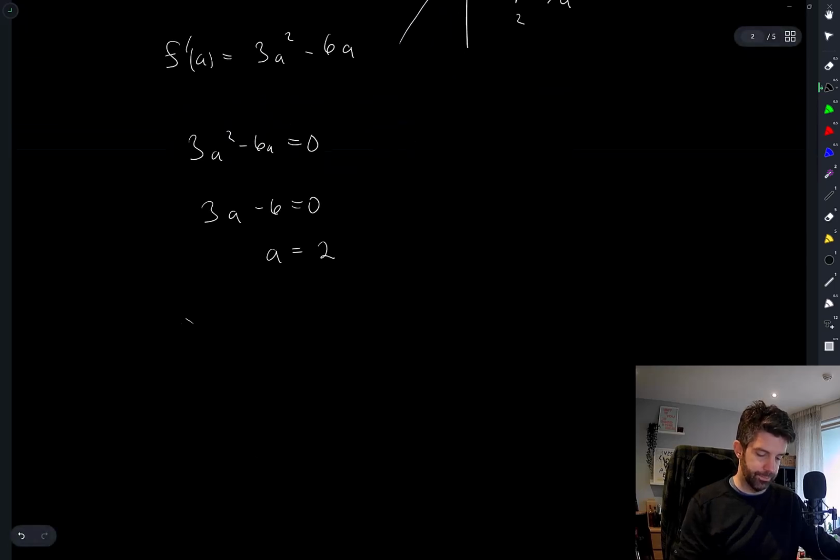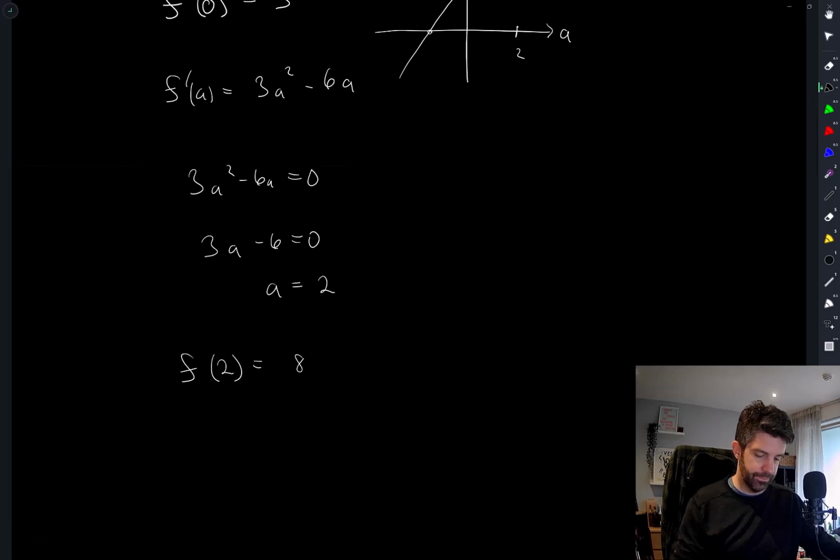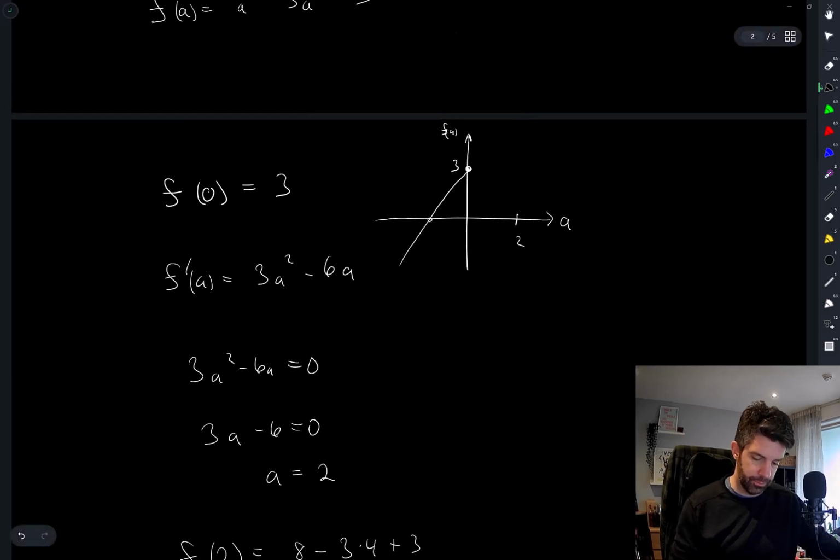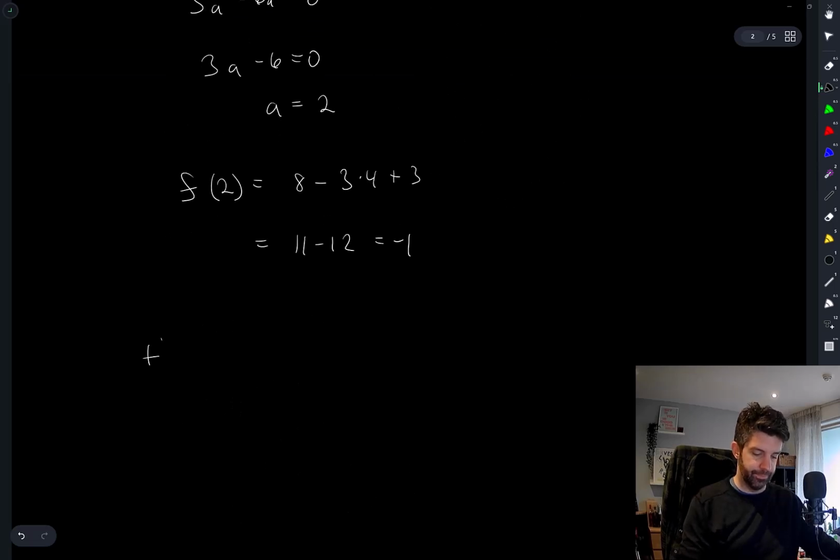What is f of 2? 8 minus 3 times 4 plus 3. 11 minus 12 is equal to negative 1. Okay, so this turns around, becomes negative, and then turns around again, becomes positive. So there have to be at least 3 roots here. Three values of a is option D.